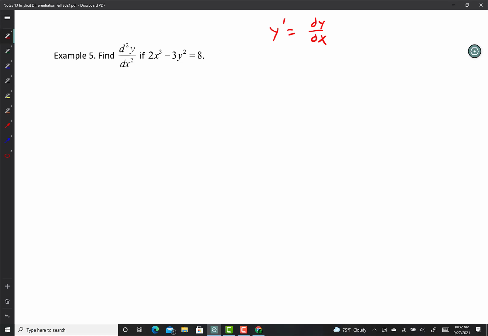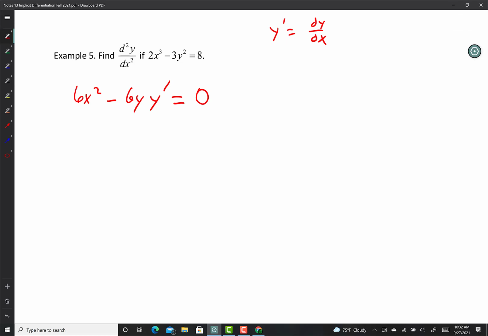So y prime prime. But first we have to do the first derivative. What's the derivative of 2x cubed? 6x squared. Perfect. Minus, what's the derivative of 3y squared? dy/dx. I'm going to use y prime for this one, just in case. The derivative of 8, 0. I don't see any powers on the y, so I'm going to use it for now.